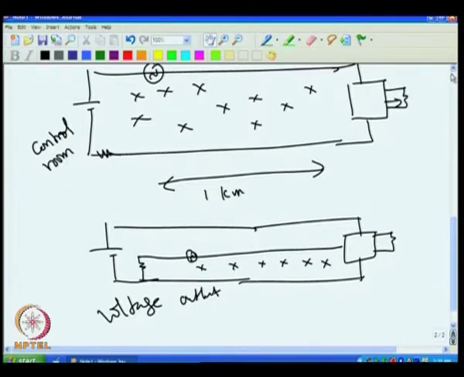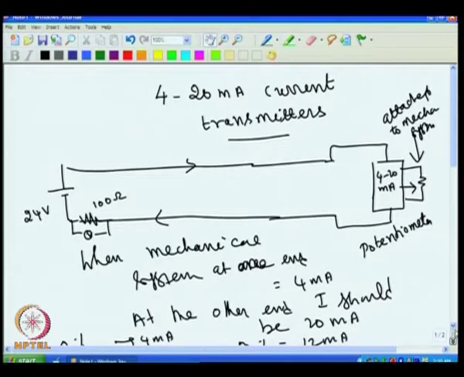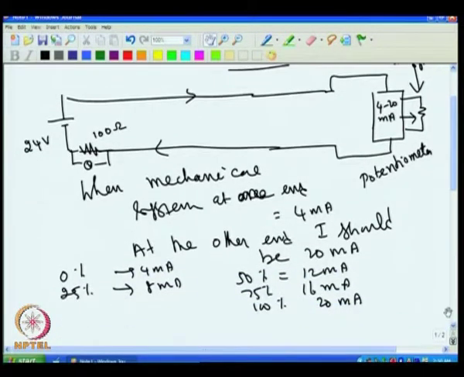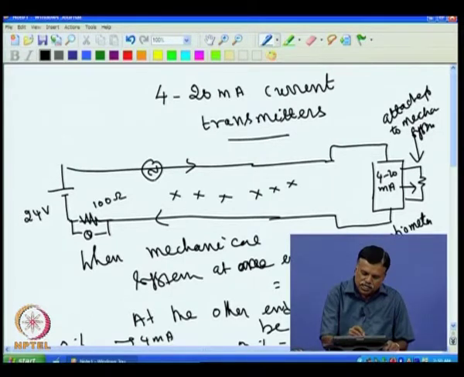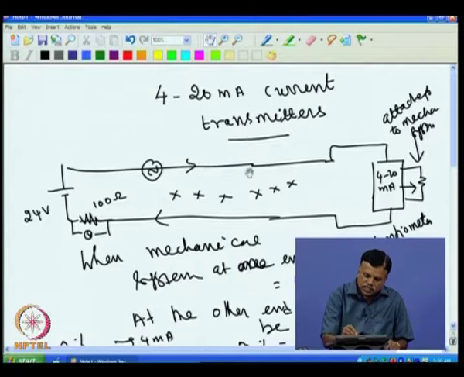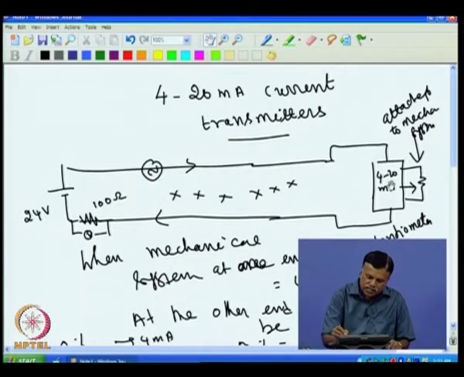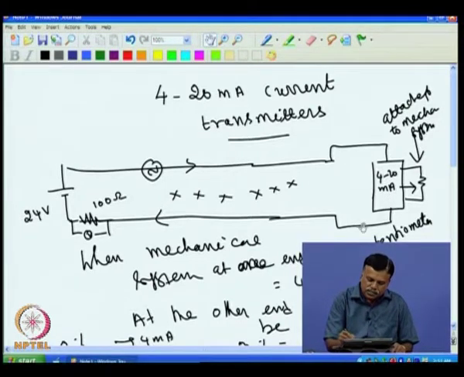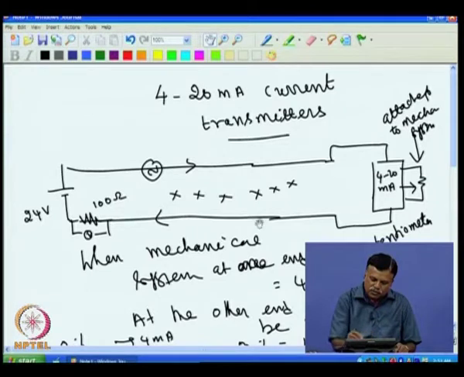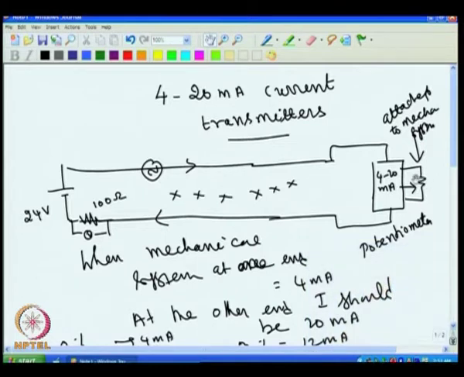Whereas if we go back to our system, that is a current transmitter, what happens if a noise voltage is induced in this? That will induce a voltage in this, but this voltage will have no influence on the current, because this current transmitter makes sure that only the current that is required, 4 milliampere alone, will be flowing.